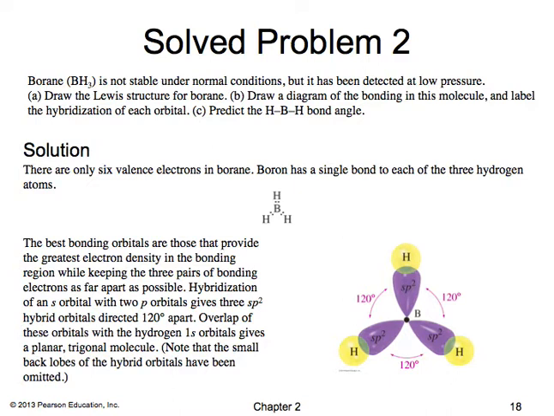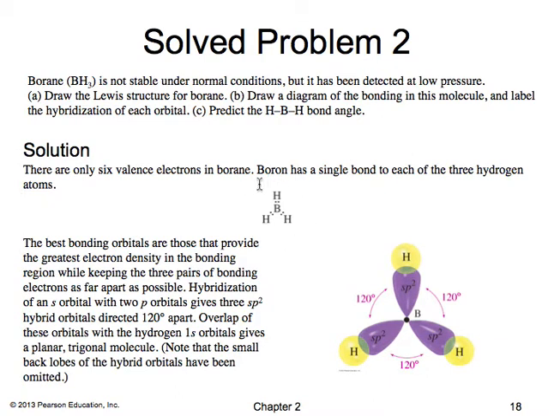So let's look at a problem. Borane, BH3, is not stable under normal conditions, but has been detected at low pressure. A. Draw the Lewis structure for borane. B. Draw a diagram of the bonding in this molecule and label the hybridization of each orbital. And C. Predict the H-B-H bond angle. So you should be able to do this really quickly.